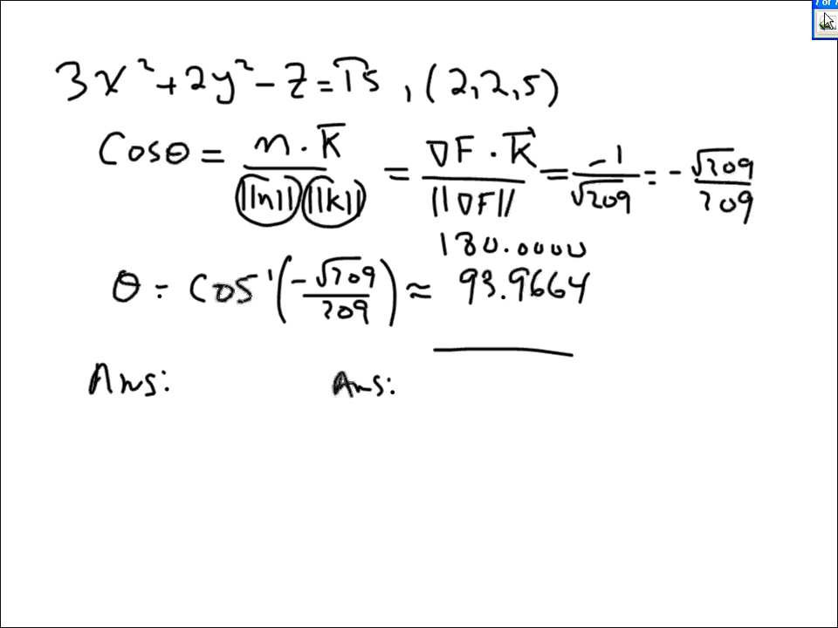The answer is 86.0336 degrees. It's because we found it off the y-axis and we really want it off the x. We found the angle off the z-axis. There is your answer. That is the angle of inclination. Theta is equal to that.